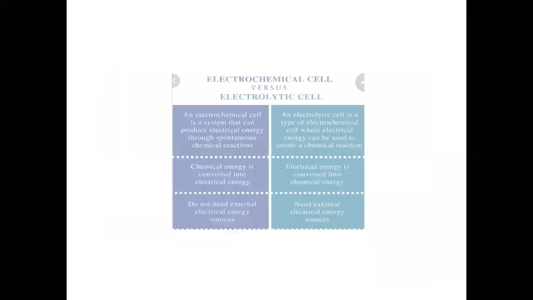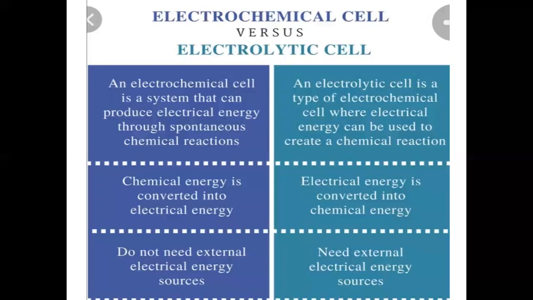C part is differentiate between electrolytic cell and voltaic cell. So this one is for voltaic cell or galvanic cell. It is also called electrochemical cell. An electrochemical cell is a system that can produce electrical energy through spontaneous chemical reactions. While an electrolytic cell is a type of electrochemical cell where electrical energy can be used to create a chemical reaction.